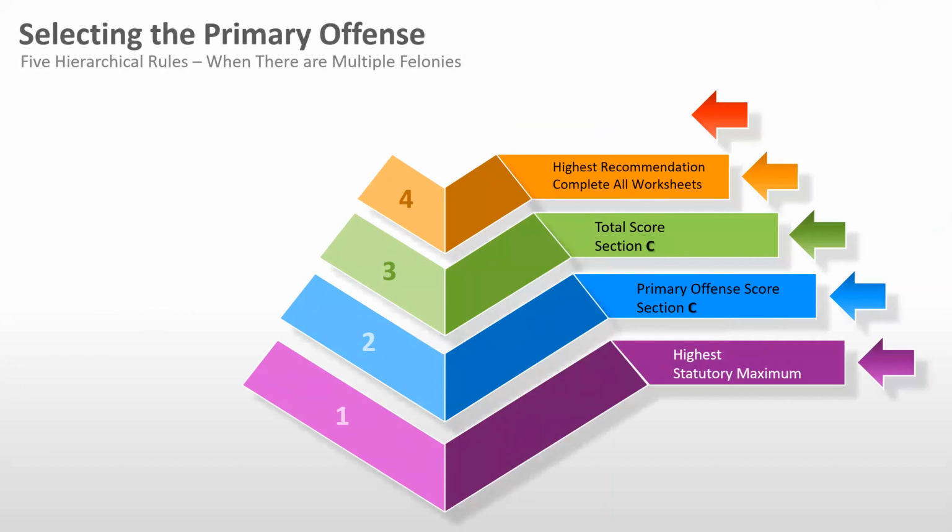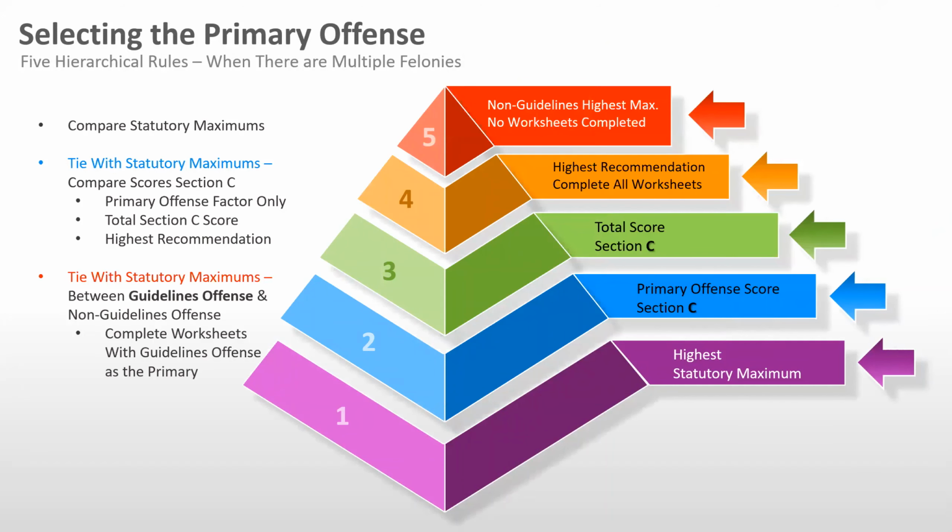So when you're selecting your primary offense, you have to follow the rules. The first one, you compare the statutory maximums. When there's a tie with the statutory maximums, you always go to worksheet C. You compare the scores first for the primary offense factor on section C. If there's a tie there, you compare the scores for the total. And if there's a tie there, then you select as your primary offense the guidelines offense that gives you the highest guidelines recommendation.